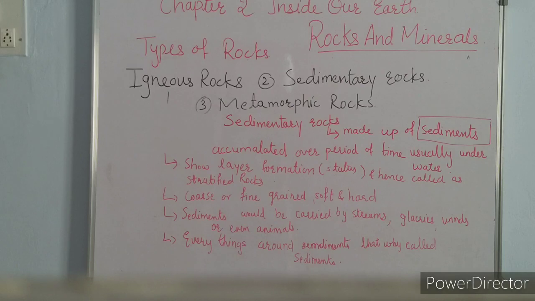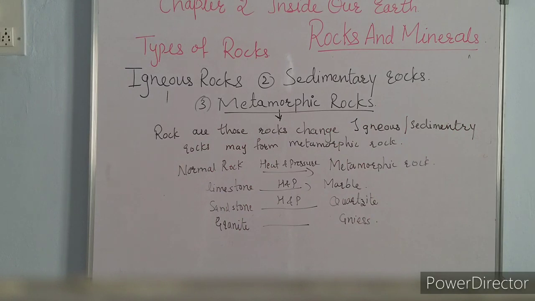The next point we will discuss is metamorphic rock. Metamorphic rocks are those rocks that form when igneous and sedimentary rocks change. How? Under great heat and pressure. For example, clay changes into slate and limestone changes into marble.